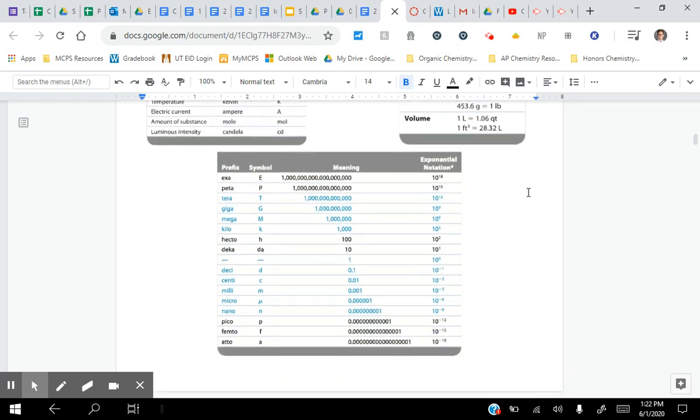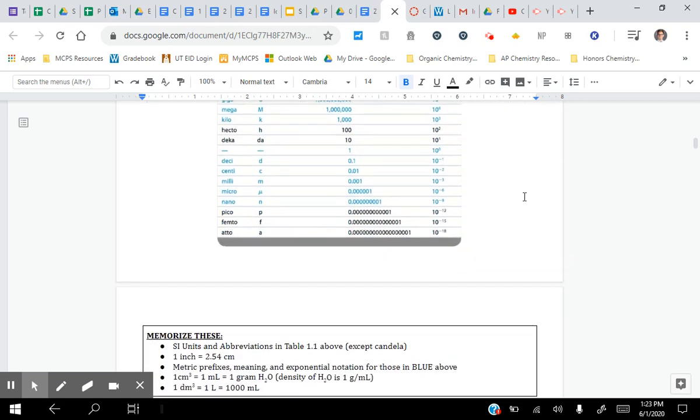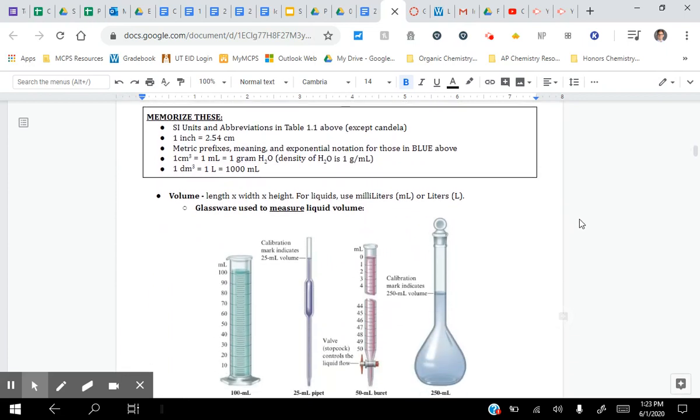And then for scientific notation, these ones that are in blue, you should know what the prefix is, and then you should know what the exponential notation is and what that means, and how to convert between scientific and normal standard notation. The big ones we're going to use a ton in chemistry are milli, centi, and kilo. You could also run into micro or nano fairly often, depending on the problem. So again, memorize these.